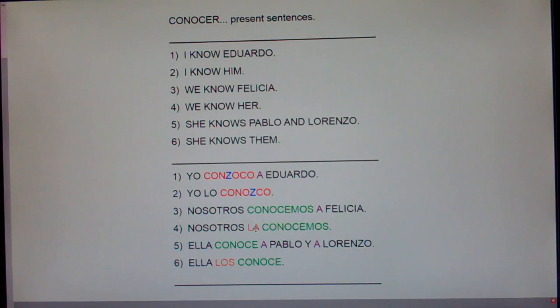And Mr. Holt, why do we say him I know and her we know? Because Spanish is backwards. In English you say I know him. In Spanish you say him I know. In English you say we know her. In Spanish you say her we know.